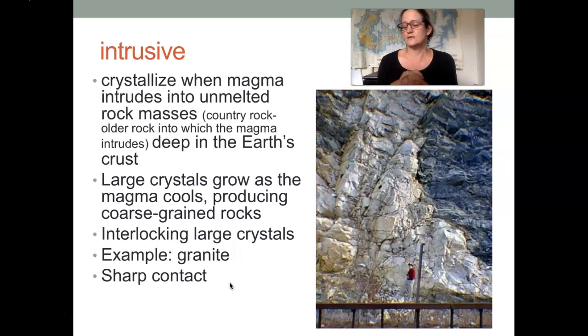So intrusive igneous rocks are classified or noted by their bigger crystals, and they intruded into the country rock. The crystals are interlocking, just one right after another, like a puzzle. An example is a granite, and there are sharp contacts, so I could draw the contact between the intrusion and those gray rocks.